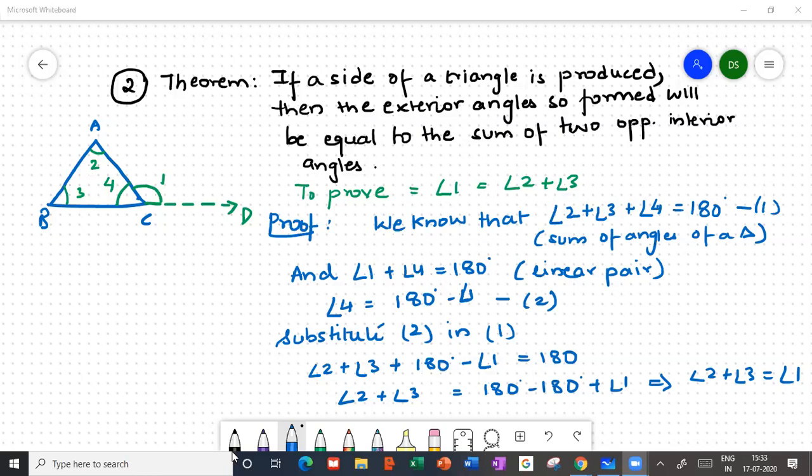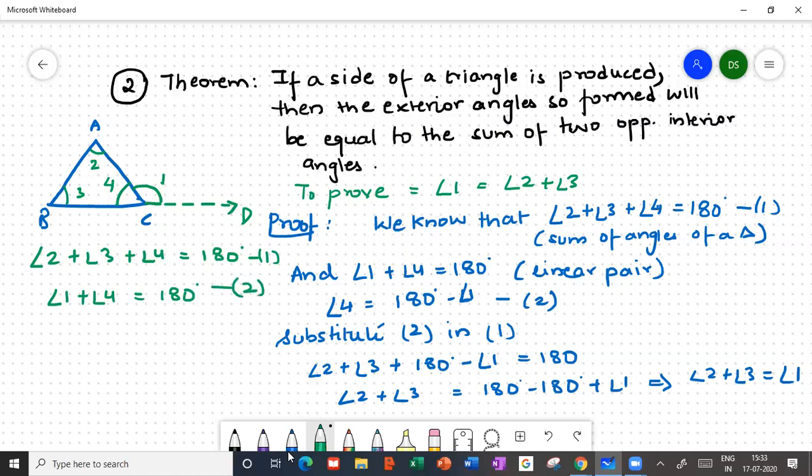Ma'am, you're saying that you substituted those values with angle 2 and angle 3? No, I substituted only the value of angle 4. Okay, I'll write it here at the side. So this is one property, and this is the other property. Ma'am, after you wrote the sum of angles of a triangle, can't we just write two statements, that angle 1 is equal to 180 minus 4 and angle 2 plus 3 is equal to 180 minus 4, and then equate both?